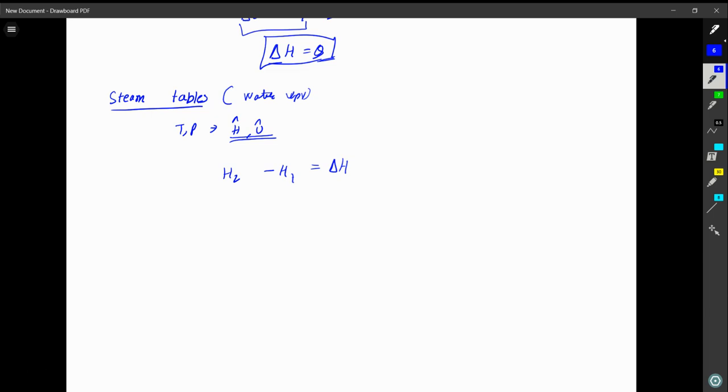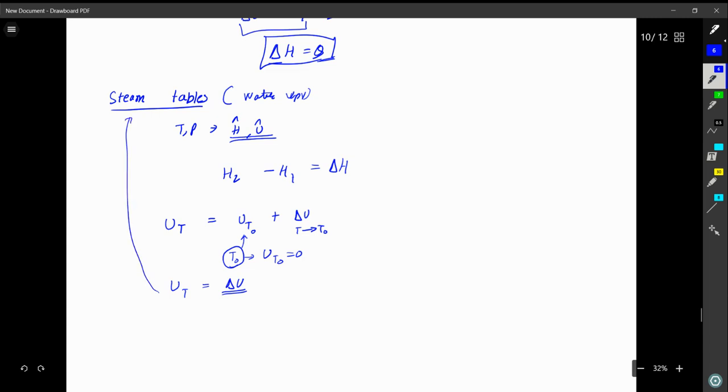Now there's one important point about steam tables and enthalpy in general: you cannot define absolute enthalpy or absolute internal energy of something. It is with respect to a reference. So let's say I define U at a temperature T is equal to U at a temperature T naught plus delta U from T naught to T. And then I choose the temperature T naught, and at this T naught I say that U of T naught is equal to 0. Then U at T will directly equal delta U, and this can be calculated from experiments. That is what is present in the steam tables.